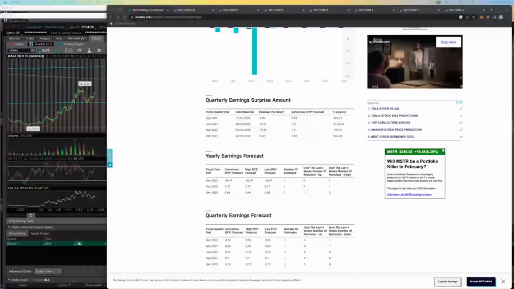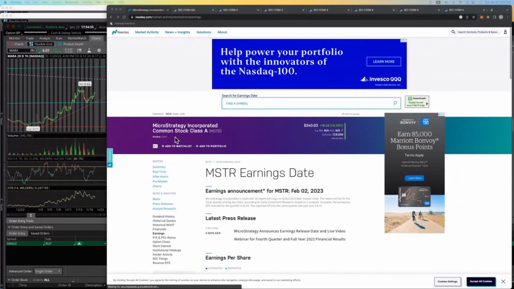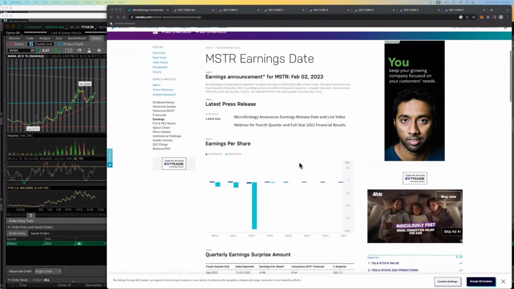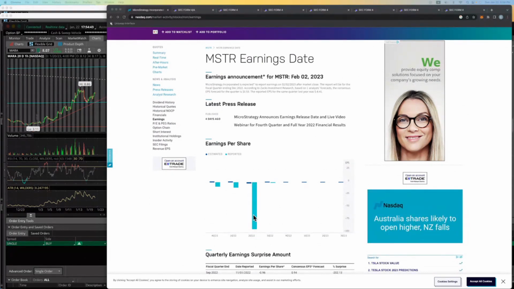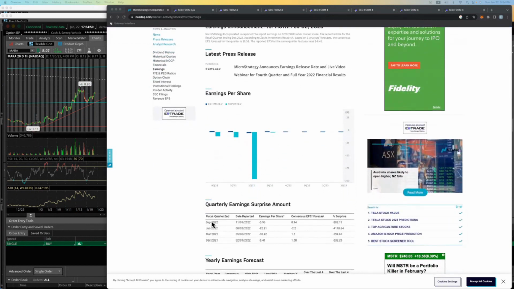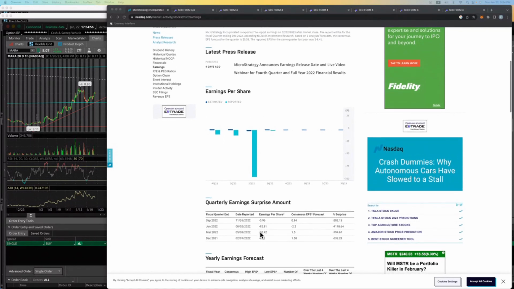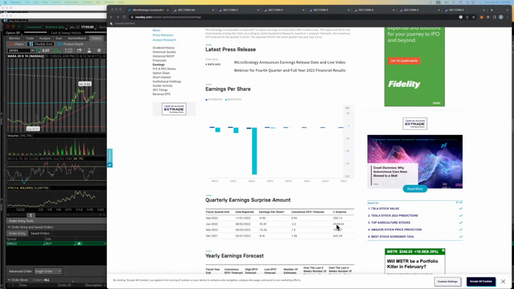So look what I found on MSTR. Oh my God. Look at MSTR. Earnings are February 2nd, it's coming up, so keep that in mind. It's right around when Apple reports. Look at last quarter, it was here, and then the previous quarter. Look at this year, negative 92. They over-leveraged. That was horrible, negative 4,000%. Wow.